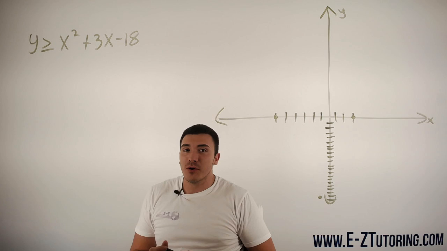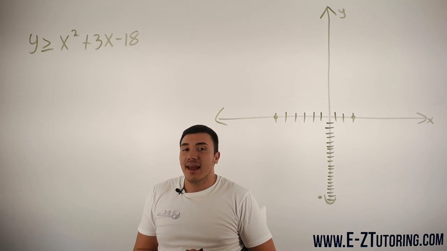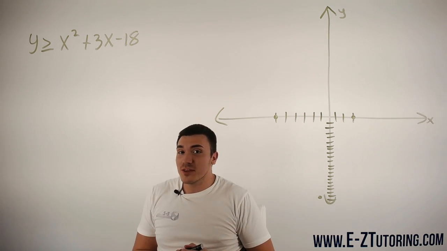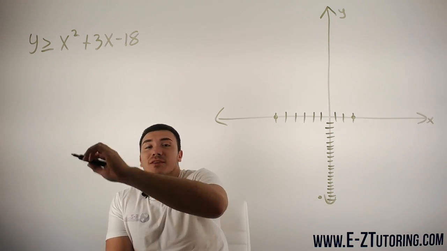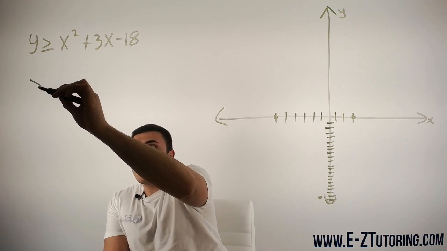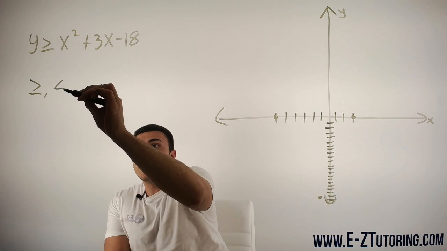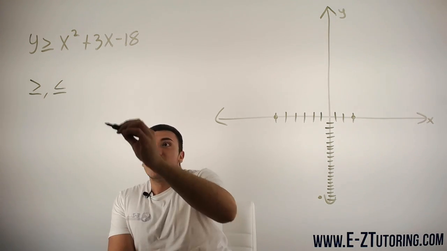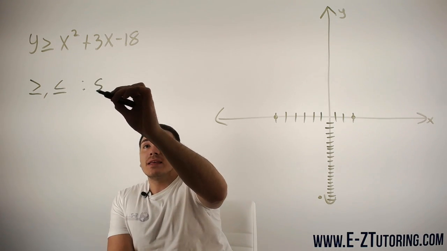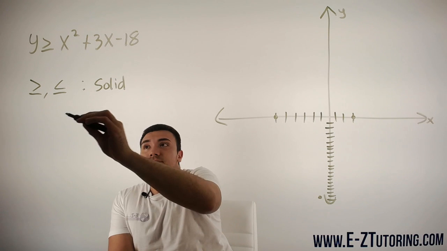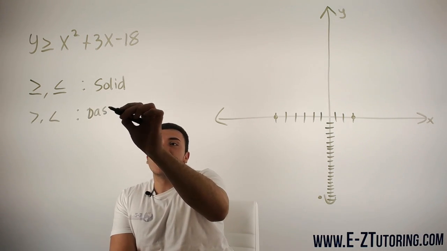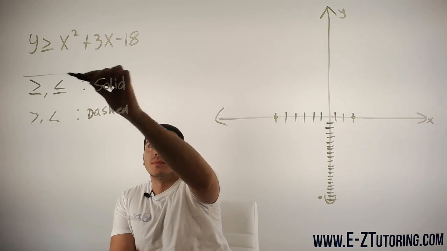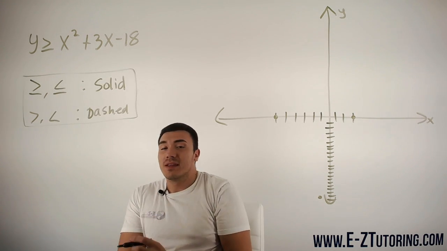Alright, so now in order to graph a quadratic inequality, not much changes. We just have to follow two basic rules, and the rest is pretty much self-explanatory, and we just graph it normally. So the first rule is if you have greater than or equal to or less than or equal to, then you will choose a solid line. If you have greater than or just less than, then you will choose a dashed line. And that is how you are going to connect your points.